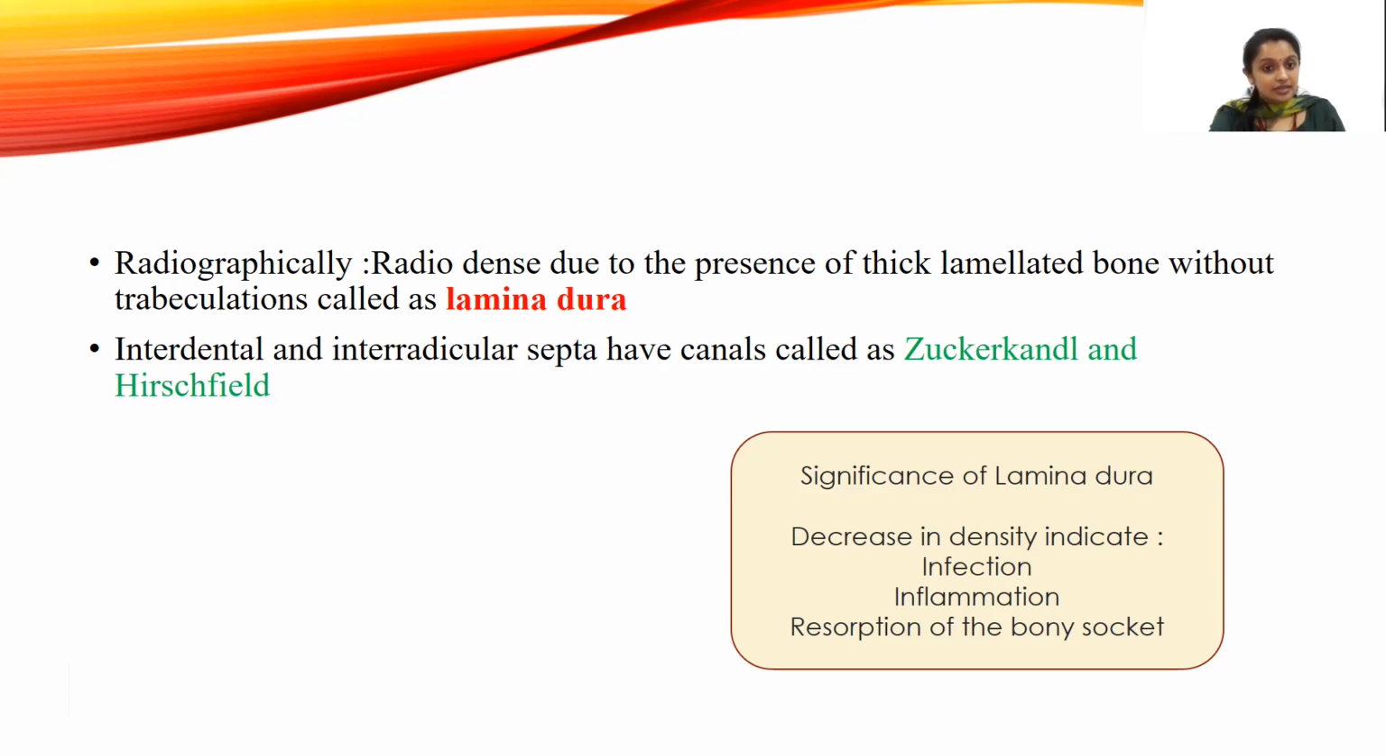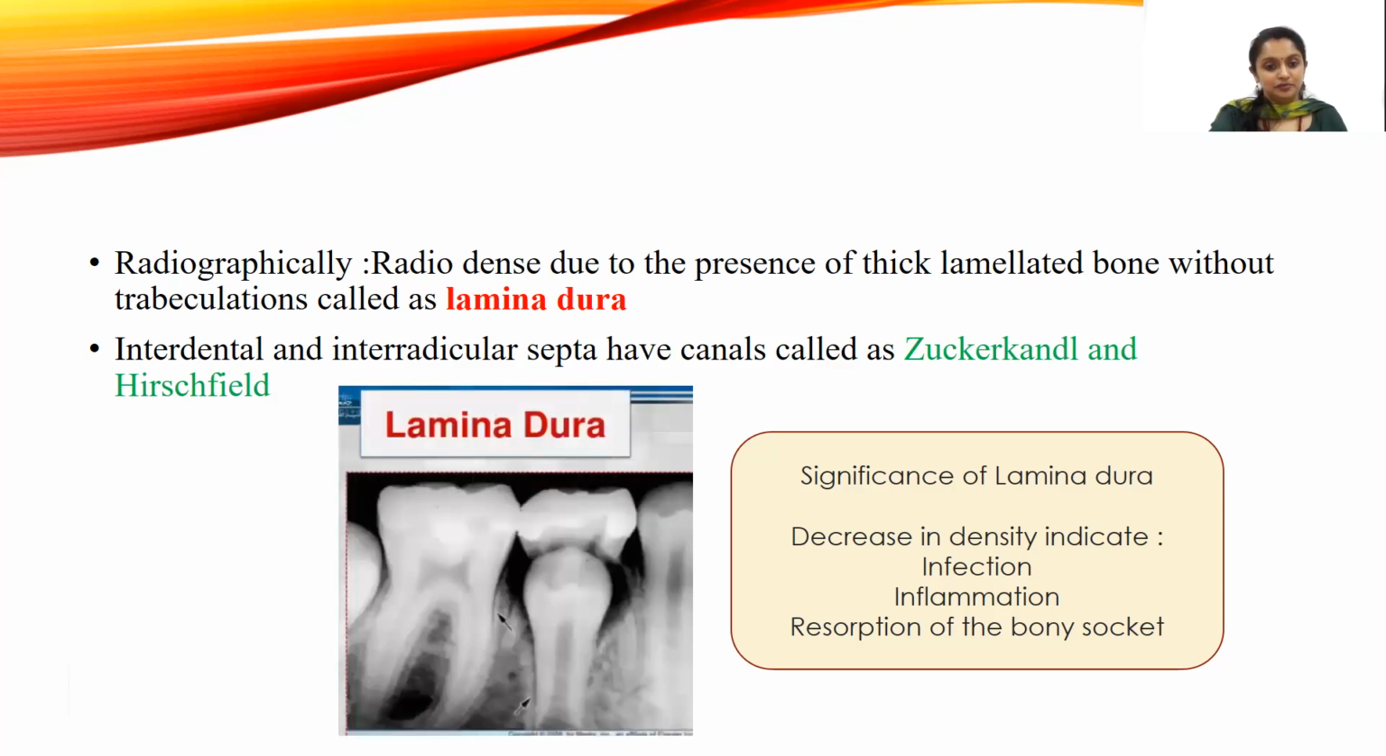That is interdental and interradicular septum, as seen in the previous picture. They have multiple canals, and these canals are called Volkmann's and Hirschfeld's canals. So this is the lamina dura. Here you can identify it by the black arrow adjacent to the root.